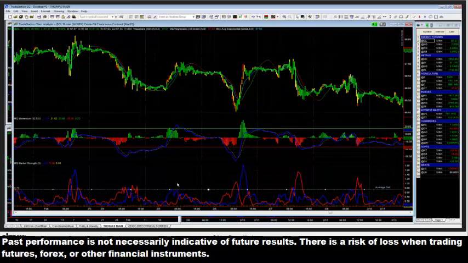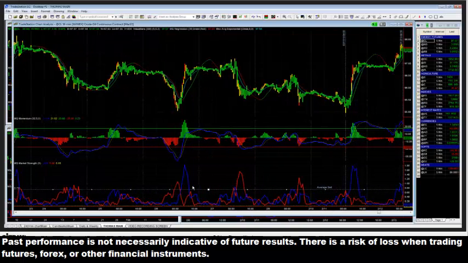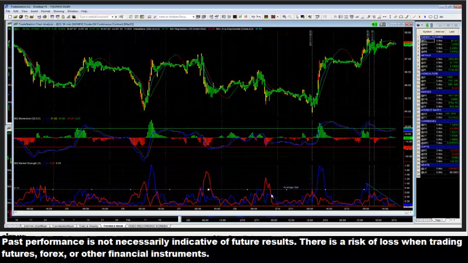So our average rally is about 70 cents. So that means when you're looking to take profits, you're looking to take profits at around a 70-cent rally. So let's say you were long down here. You're looking to take profits at a rally of 70 cents.